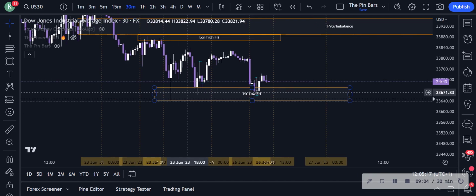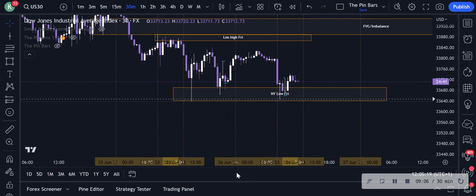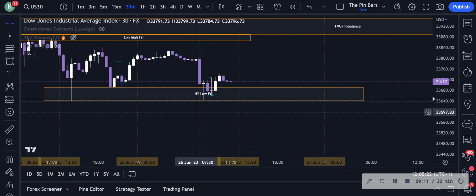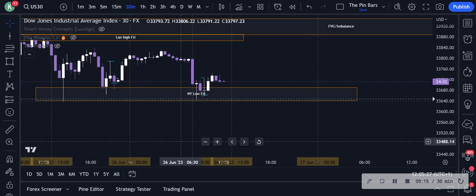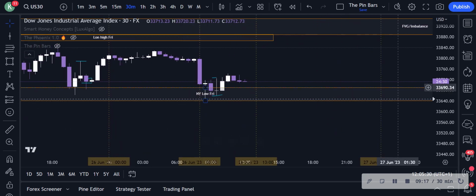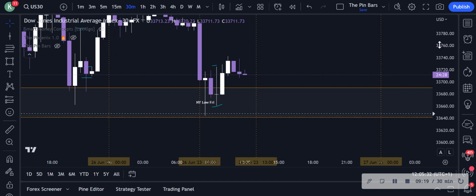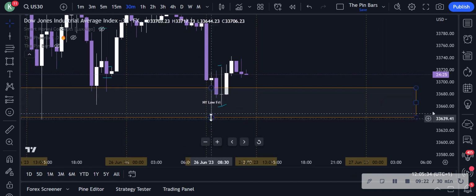So really, if we look at the London session, which we are in at the moment, this area here. So this is from 8 o'clock to 1 o'clock pre-market New York. So if I were to say, it could possibly, so this is our London session's low. All right.